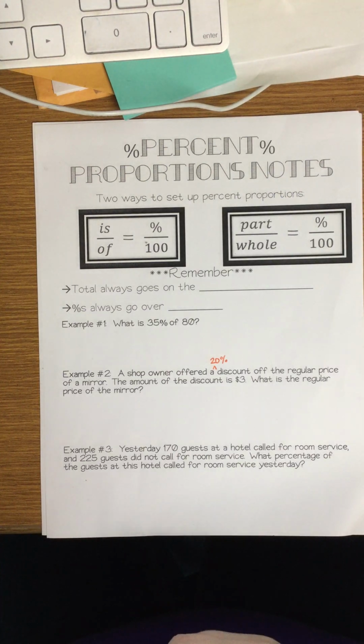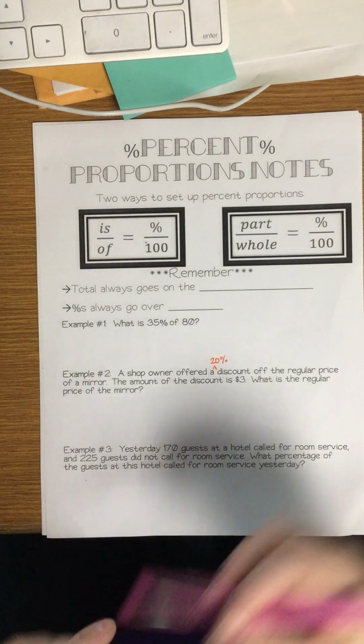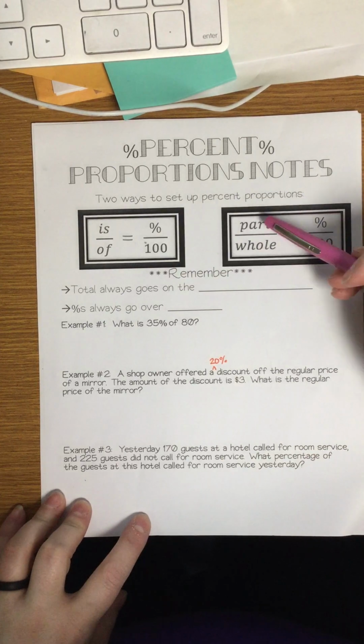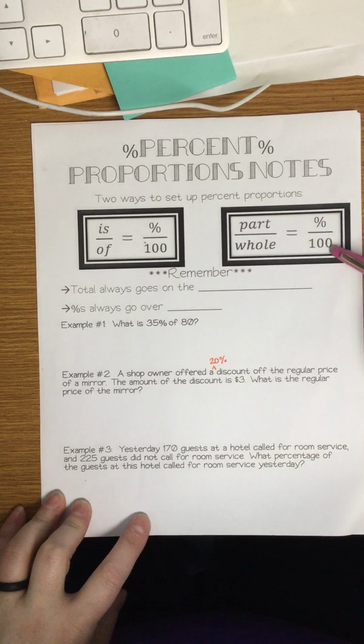Okay guys, we're going to talk about percent proportions today. There are two ways to set up a percent proportion. You can set it up is over of equals percent over 100, or you can set it up part over whole equals percent over 100.